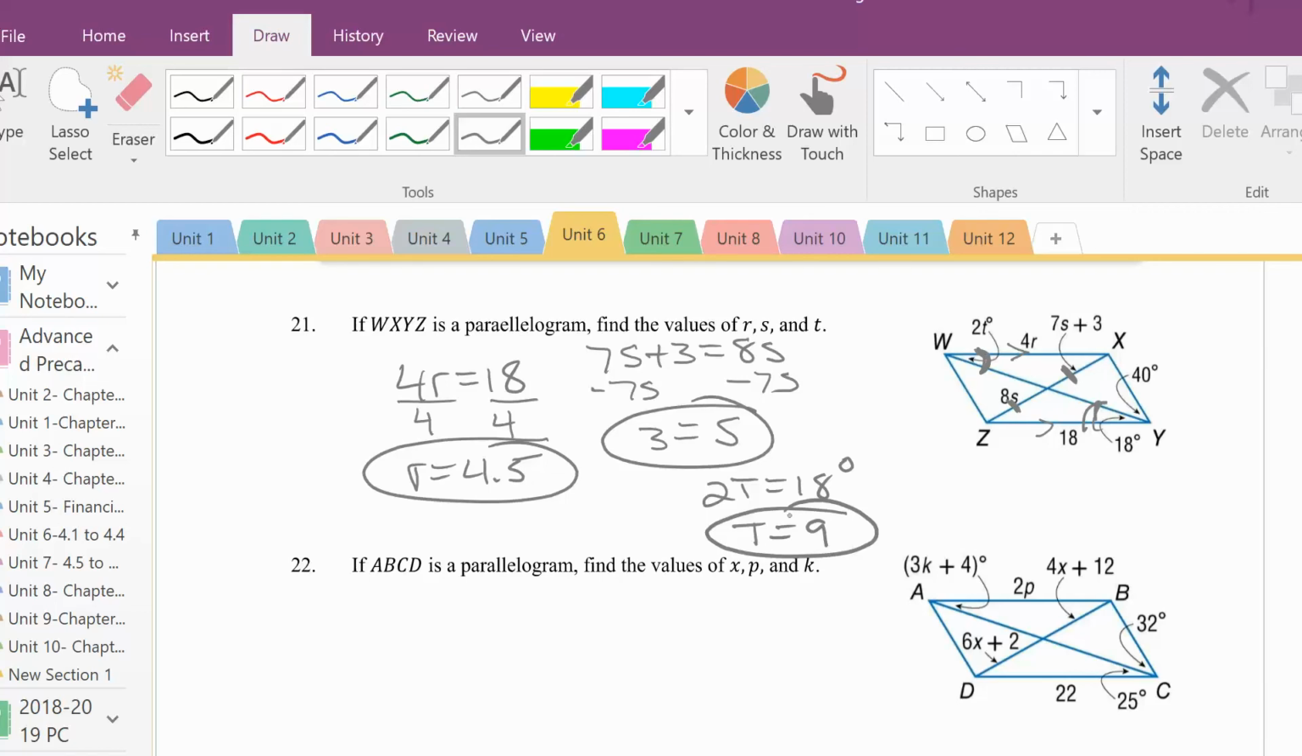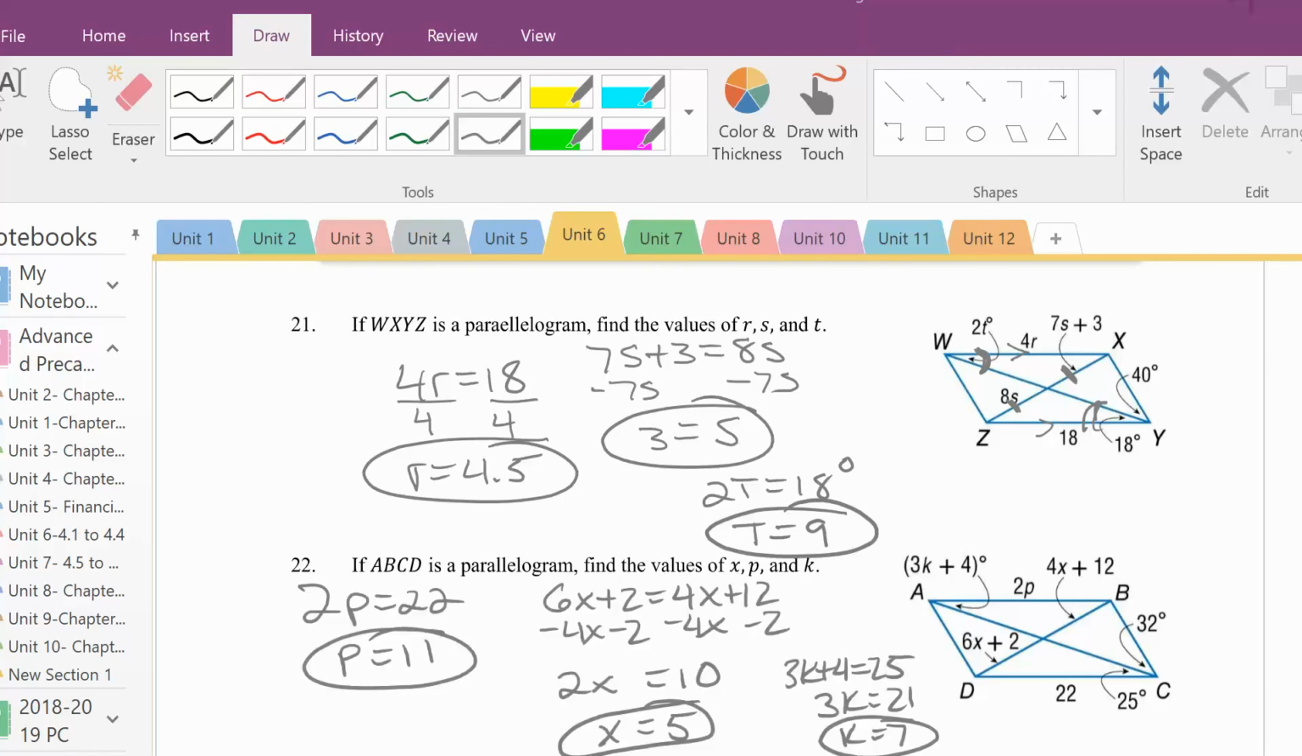All right, so go ahead and try the same thing for 22, and then we'll go over it. For 22, remember the opposite sides are equal, so that's why 2p is equal to 22. Diagonals bisect each other, so that's why 4x plus 12 is equal to 6x plus 2. And because these sides are parallel, the alternate interior angles are congruent. So that's how you set it up, and then you can just solve to get those values.